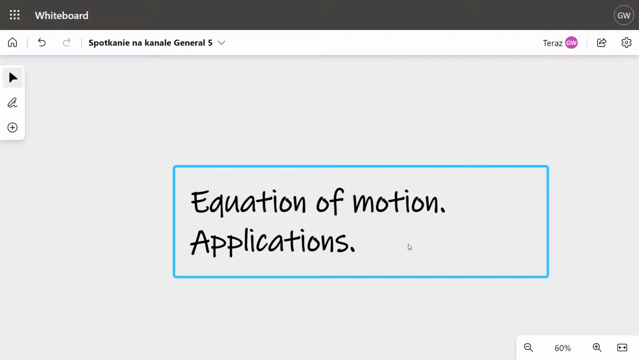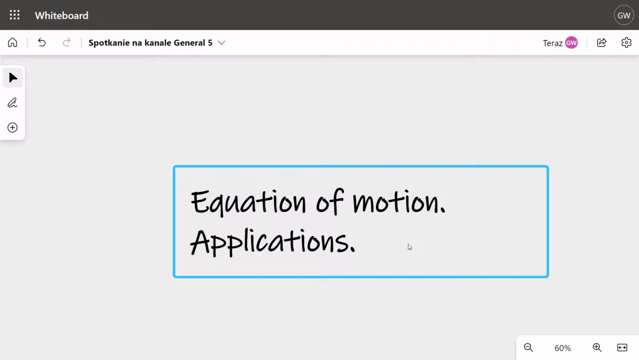Today we'll talk about applications of equation of motion. During last lesson I derived the most general form of equation of motion for uniformly accelerated and uniformly decelerated rectilinear motion. Then I said that the equation for uniform motion we get if we put a, I mean acceleration, equal to 0 in this equation.